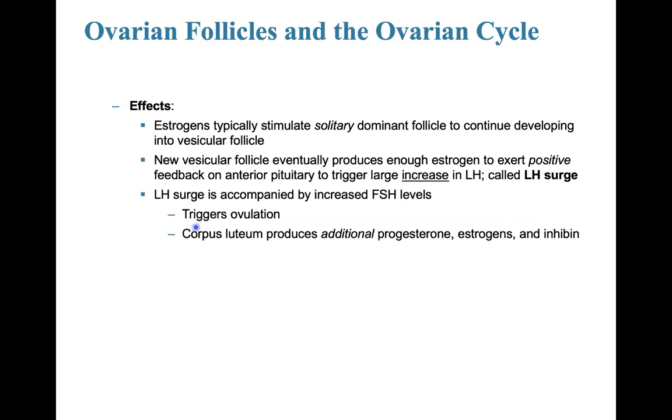The new vesicular follicle eventually produces enough estrogen to exert a positive feedback on the anterior pituitary to trigger a large increase in luteinizing hormone called the LH surge. It's this LH surge, accompanied by an increase in FSH level, that will trigger ovulation, as well as the corpus luteum to produce additional progesterone, estrogen, and inhibin.